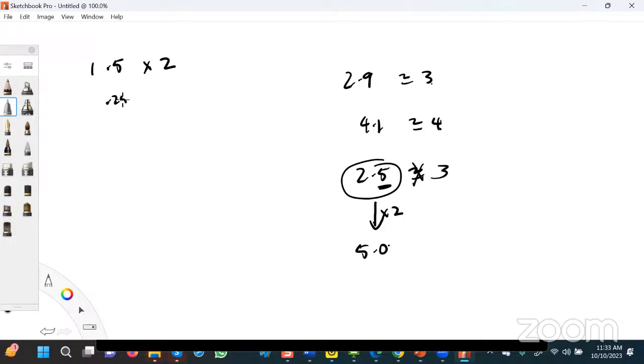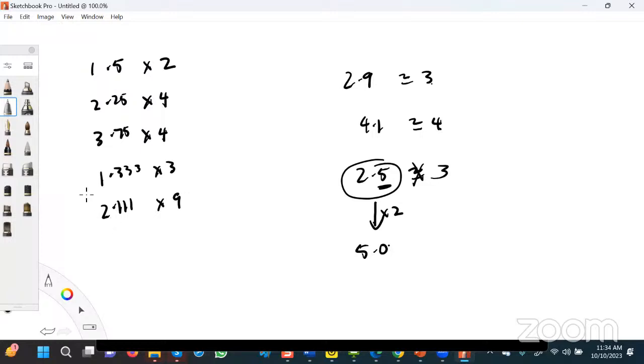Anything with 0.25, like 1.25, 2.25, you multiply that by 4. Anything with 0.75, like 3.75, 2.75, you multiply by 4. Anything with a recurring 3 after the decimal point, like 1.33, you multiply by 3. And what else? Anything with a recurring 1 after the decimal point, like 2.1, you multiply by 9. And I think those are the ones that I can think of right now.